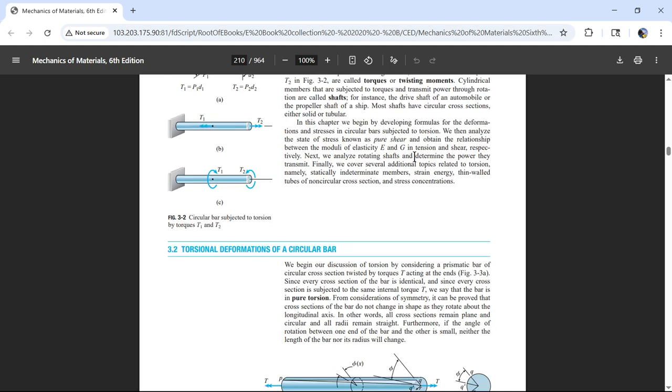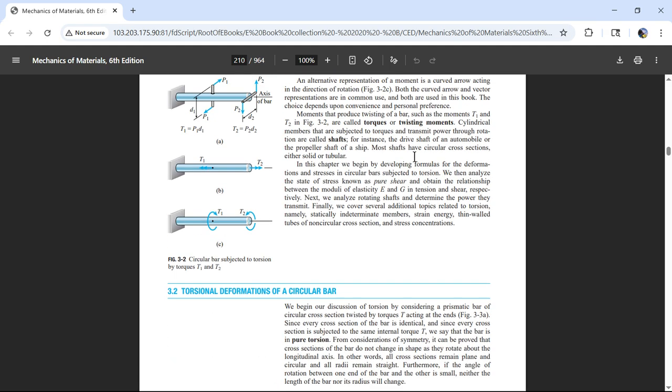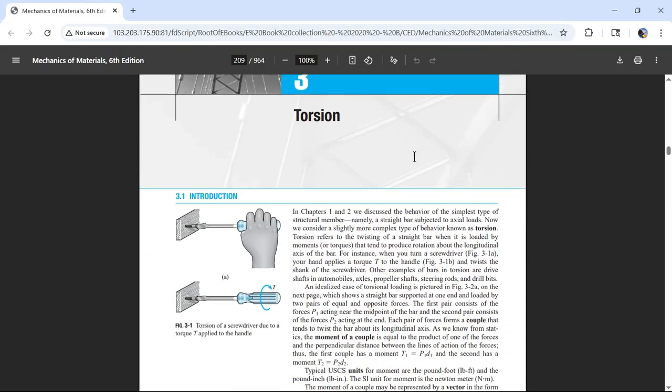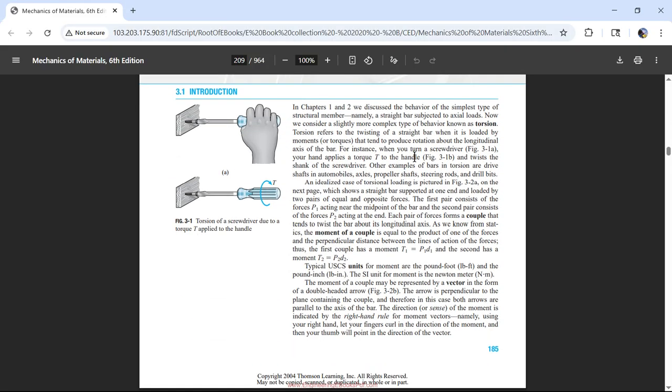So anyway, hell yeah, we're going to do torsion of circular bars. I think the first thing to do is just read. Just to let you know, once we get into the equations your mind's going to go blank, and you have to kind of figure out what they're doing. So it is a good skill. All right, let's get into it.